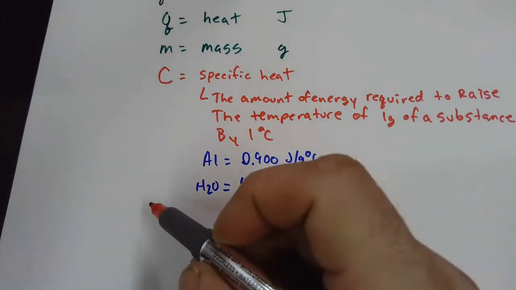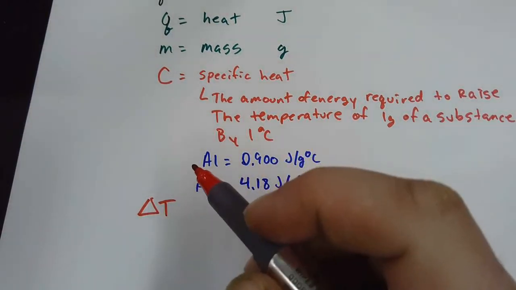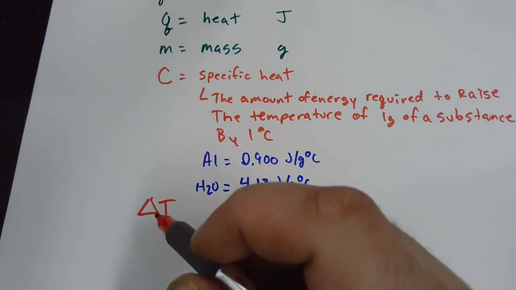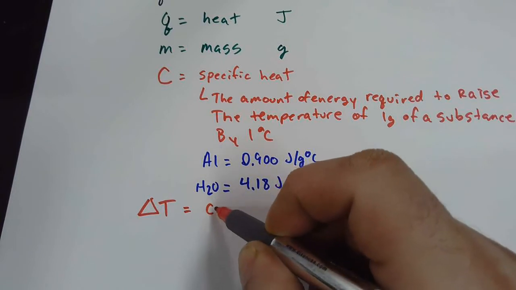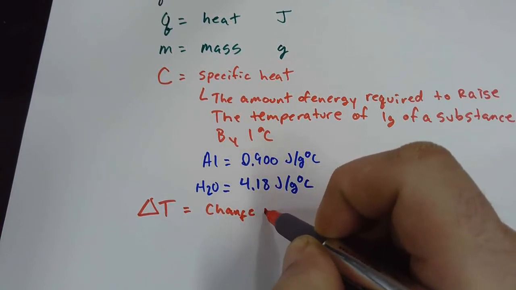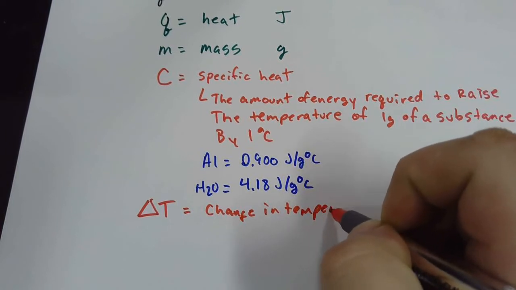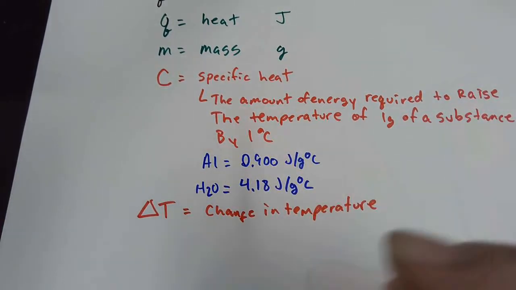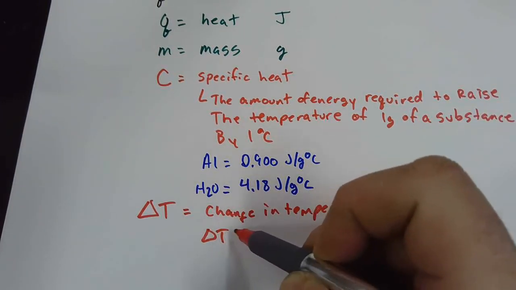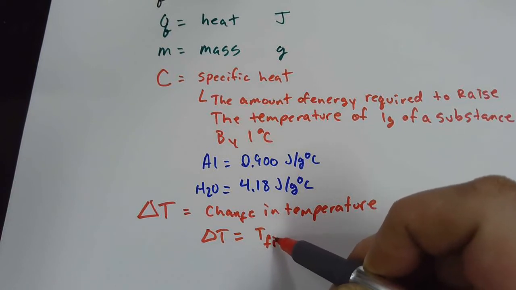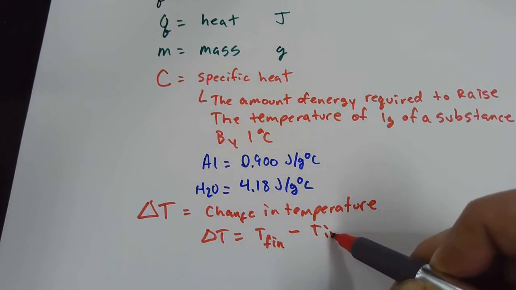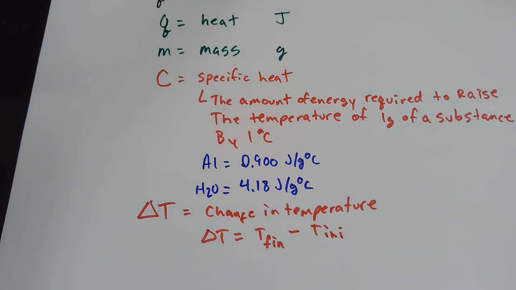Good. Last one is delta T. What does delta T mean? It is the change in temperature. There is a specific way that we find the change in temperature. The delta T is equal to the T final minus the T initial. Why does the triangle mean delta? Because that is the Greek letter for a capital D, which is delta.